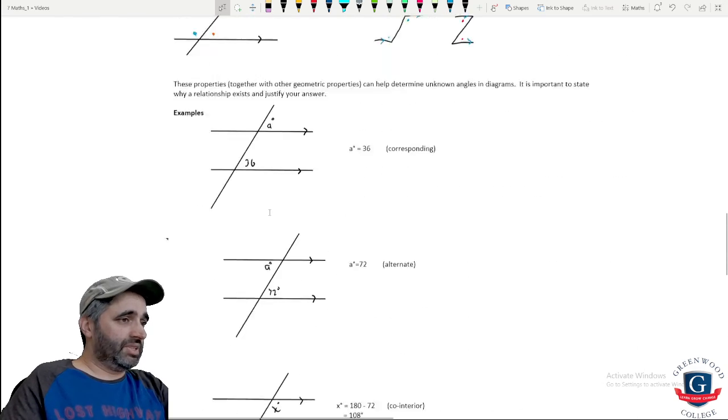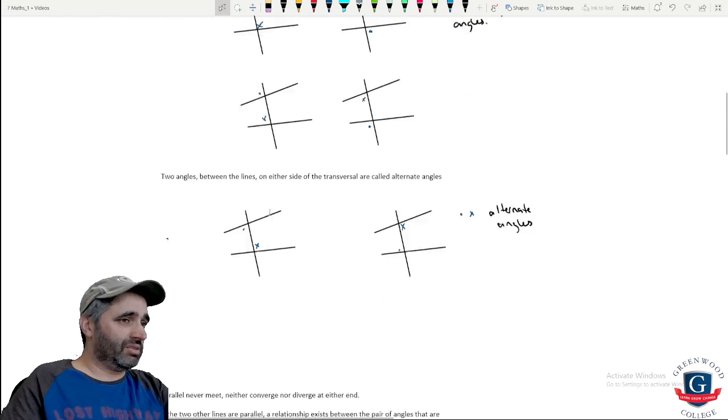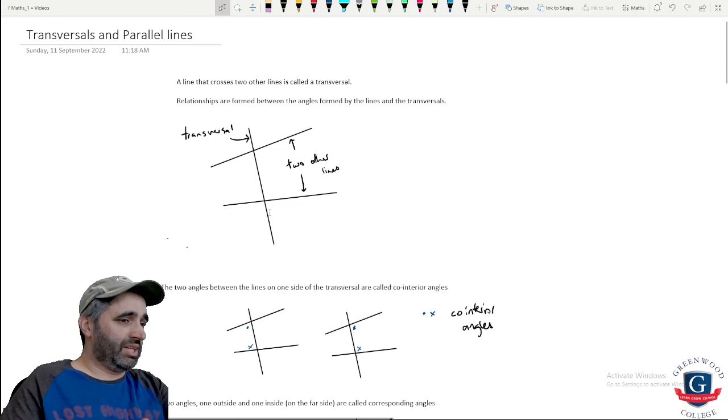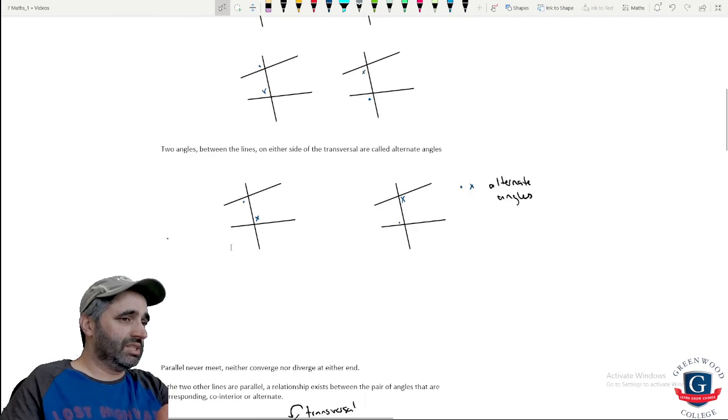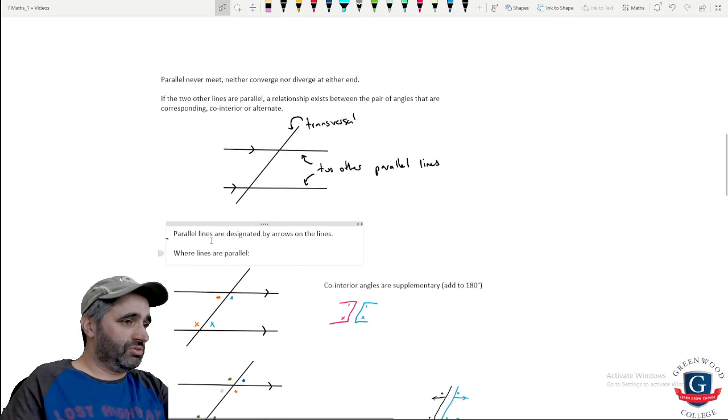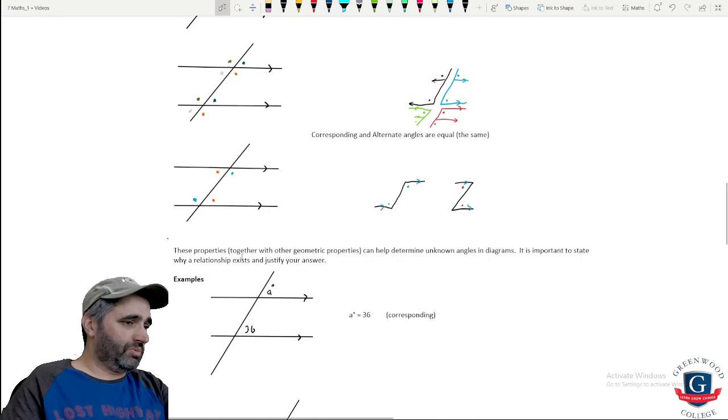And there you go. Now, if you can do that, that's a fair bit of this part of the course. Remember the names of the angles, remember the names of the properties, and then don't forget that you can use your other geometry to also help you solve problems.